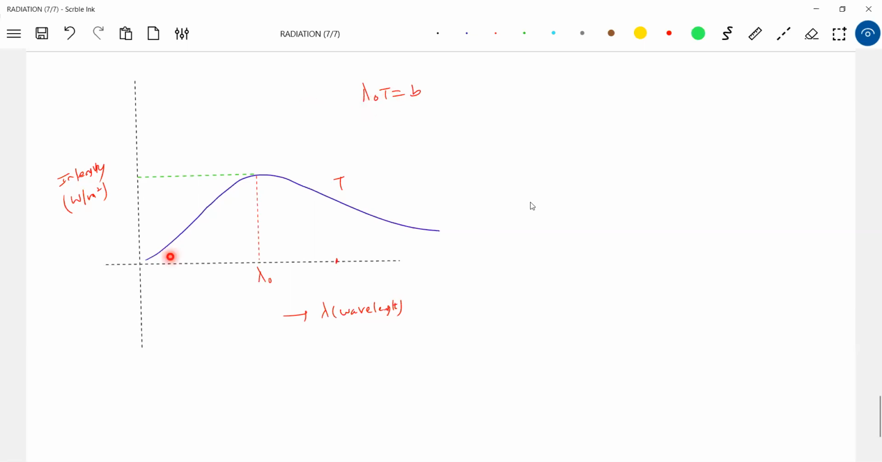A body will emit very high energetic photons, or very low wavelength, and it will also give out radiation of very large wavelength. A given body gives out radiation of all wavelengths at a given temperature. Don't think that only lambda naught is emitted. Why does it appear to be a specific color? Because for this wavelength the intensity is maximum, so the eye feels as if only this wavelength is entering it.